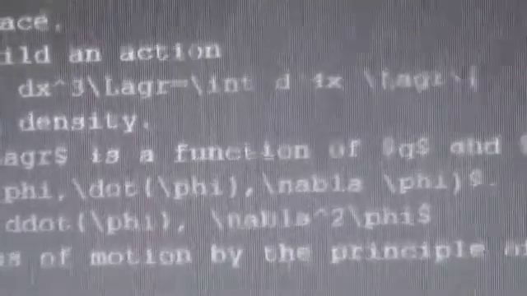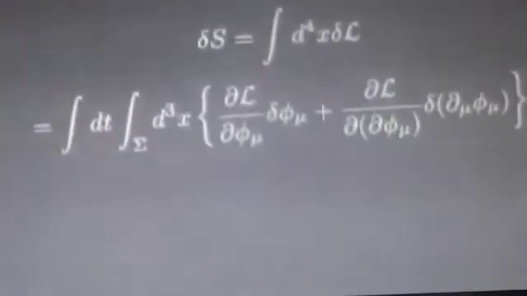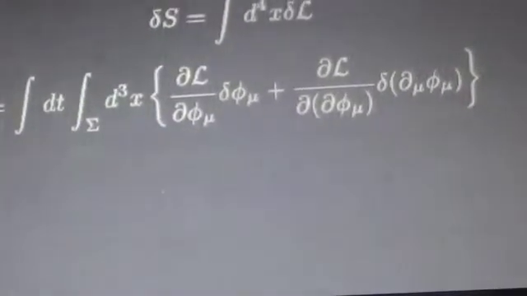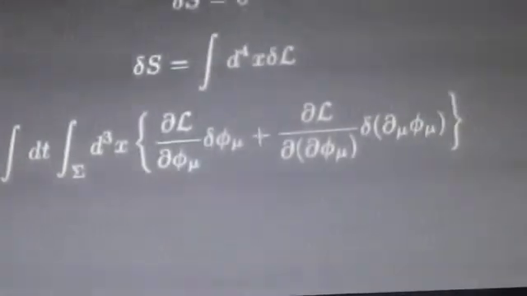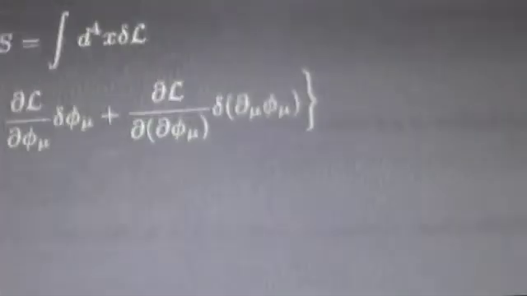And if we build this, it becomes this. We bring this up. So it is equal to the four-dimensional integration of the partial of the Lagrangian density with respect to the field, varying the field, plus the partial of the Lagrangian with respect to the partial of the field, varying the partial of the field.